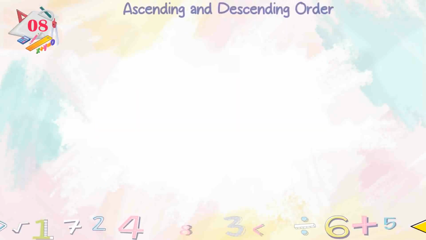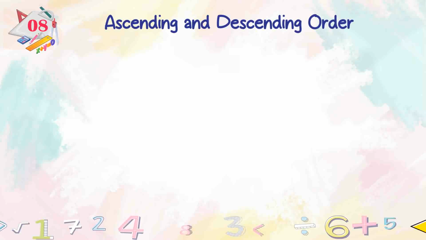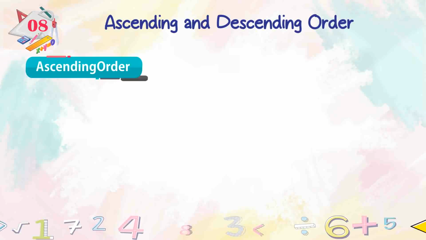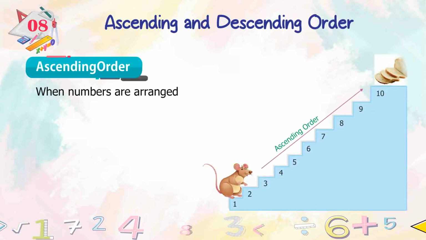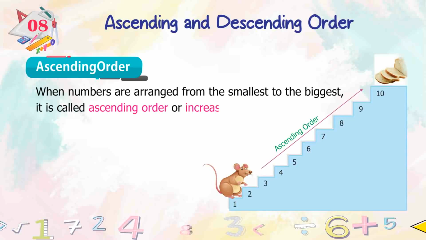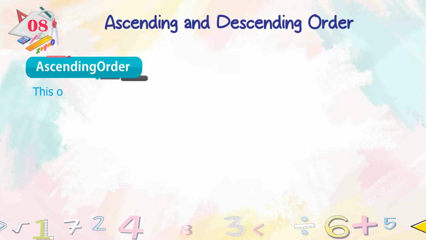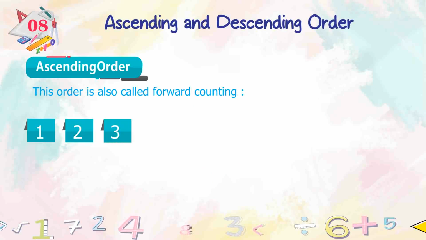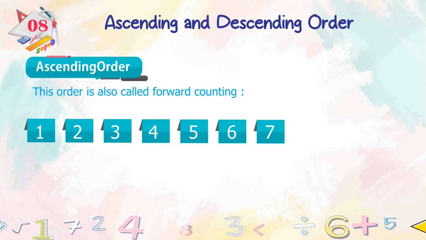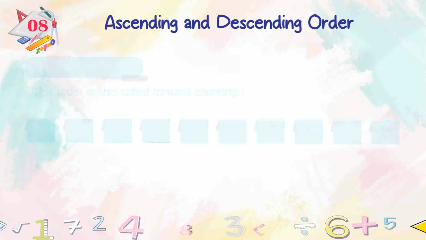Chapter 8. Ascending and descending order. Ascending order. When numbers are arranged from the smallest to the biggest, it is called ascending order or increasing order. This order is also called forward counting. 1, 2, 3, 4, 5, 6, 7, 8, 9, 10.